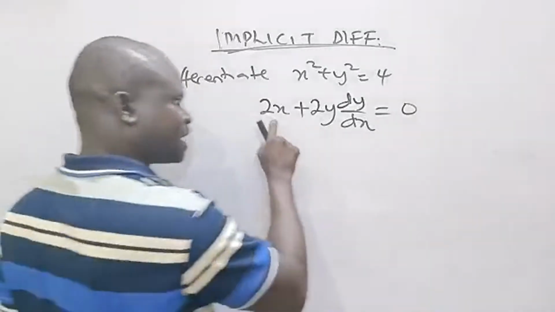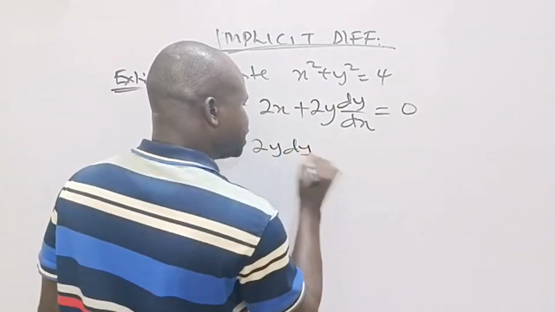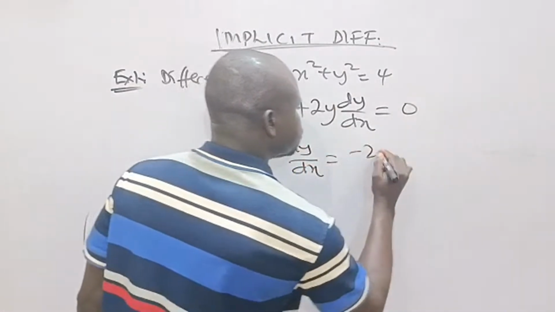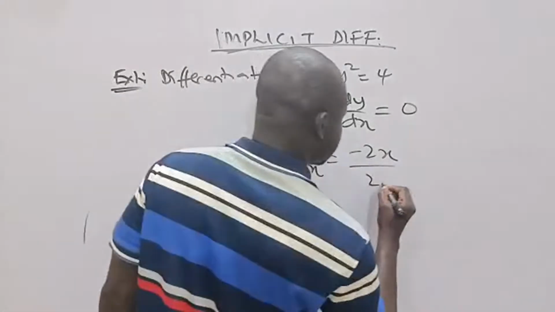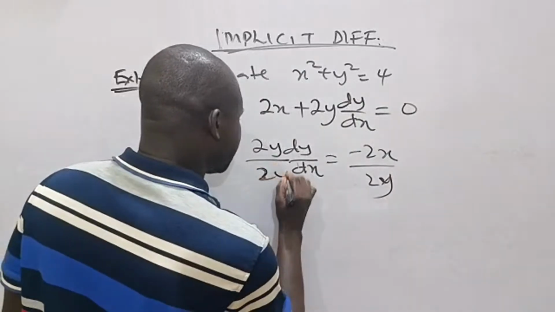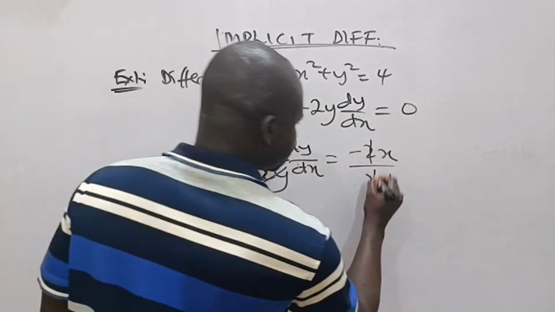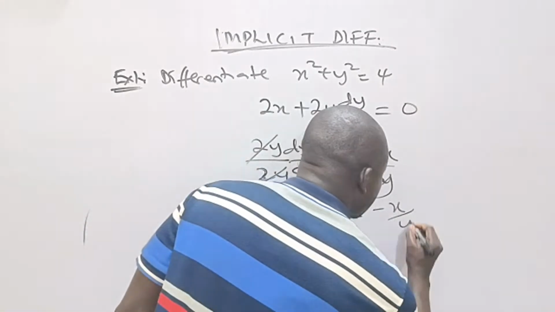We can transfer this to the other side so that we have 2y dy/dx equal to minus 2x. Of course, we are looking for dy/dx. Then we divide both sides by 2y. 2y takes care of 2y, and 2 cancels 2. Finally, dy/dx will be equal to minus x all over y.